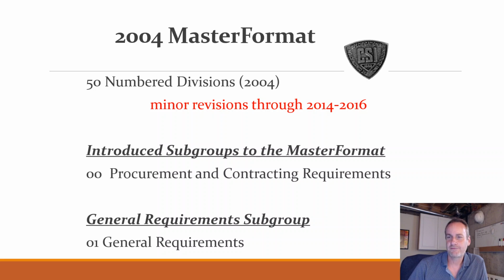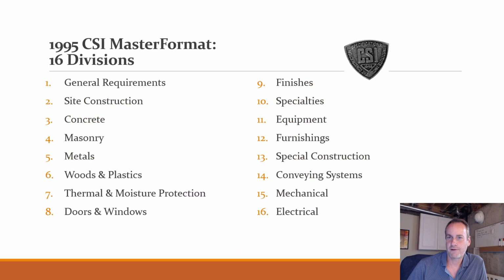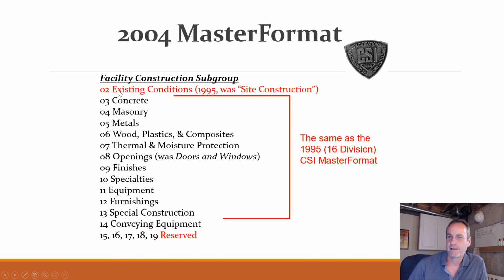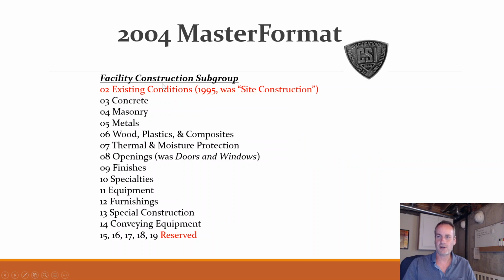Basically, with these 50, the way they went from 16 to 50, the first thing they did is introduce these subgroups. They introduced section 00, which is procurement and the contracting process, right? And then they have section 1, general requirements. You can see these are subgroups. So after that, we have this facility construction subgroup.